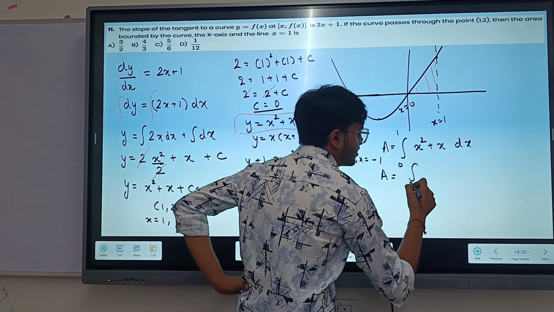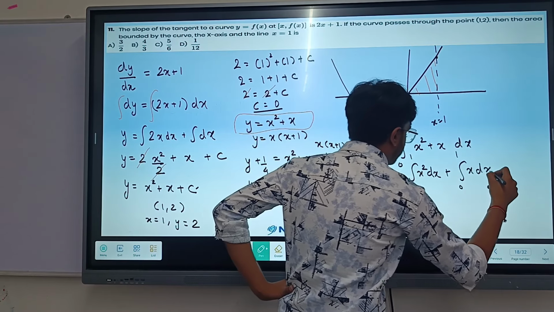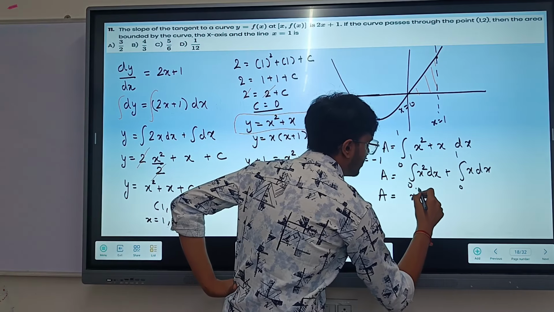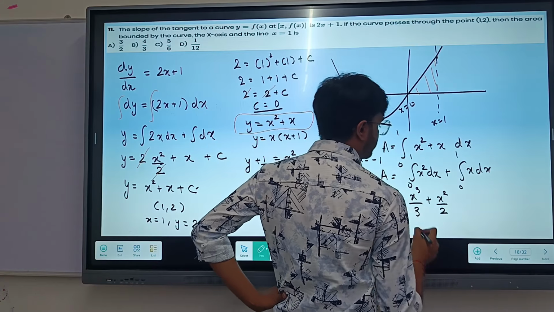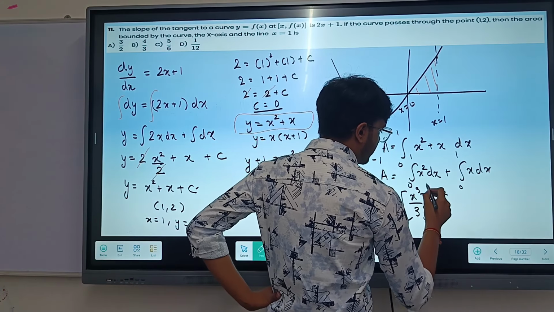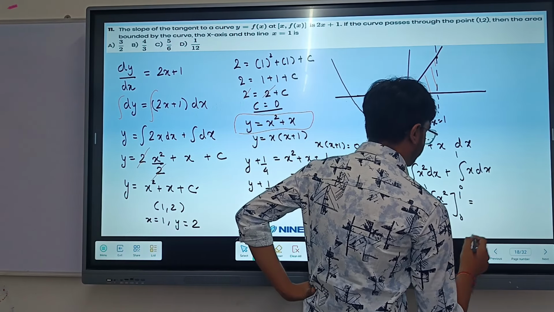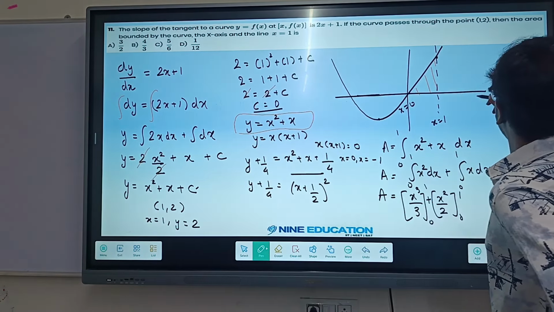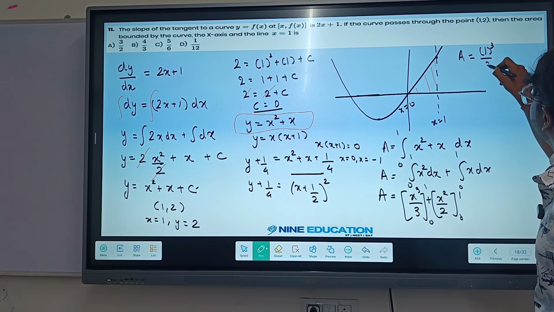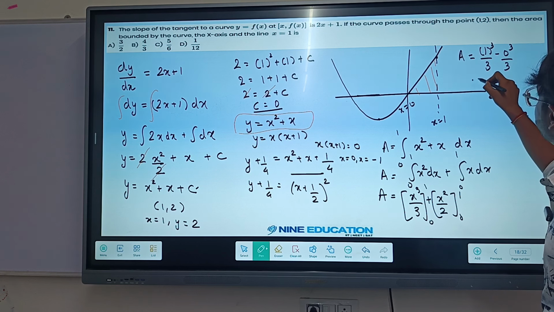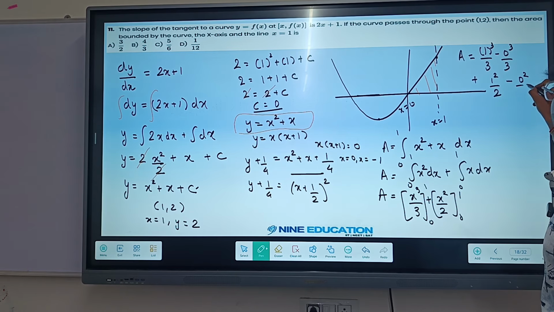So area would be integration 0 to 1 x square dx plus 0 to 1 x dx. So what is the integration of x square? x cube by 3. Integration of x dx, x square by 2. Both of them with limits from 0 to 1. So if I substitute the limits, what will I get? Area would be 1 cube by 3 minus 0 cube by 3 plus 1 square by 2 minus 0 square by 2.